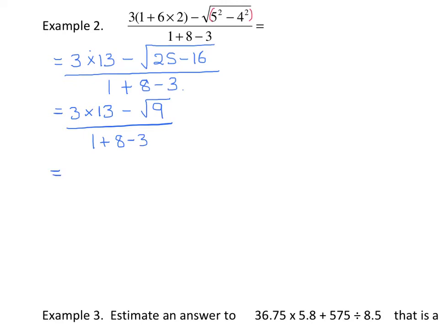Okay, so 3 times 13 is the next line. The square root of 9 is 3. Almost getting there. Now we have a multiplication on the top line. 3 times 13 is 39 minus 3.